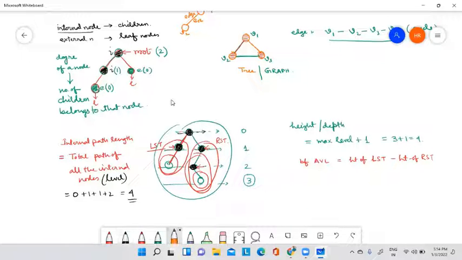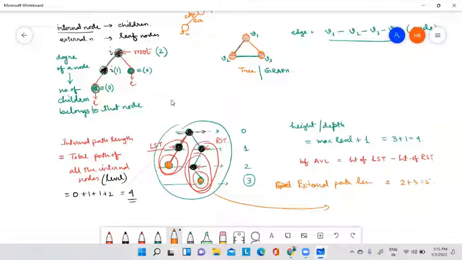Similarly, what is the external path length? If we want to calculate the external path length, these two are the external nodes. What is the path length of this external node? This is 2, and for this the level is 3. So the external path length, for this particular example, is 2 plus 3, that is 5. These are the different terminologies used in case of any tree, so you have to just remember these definitions.